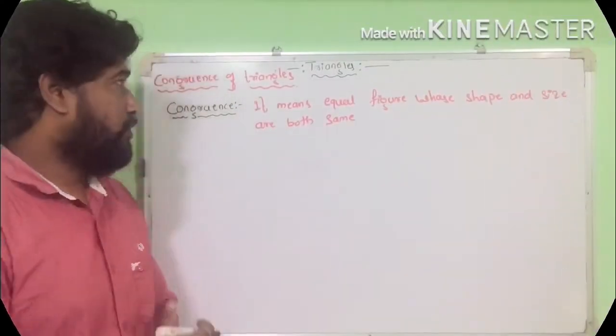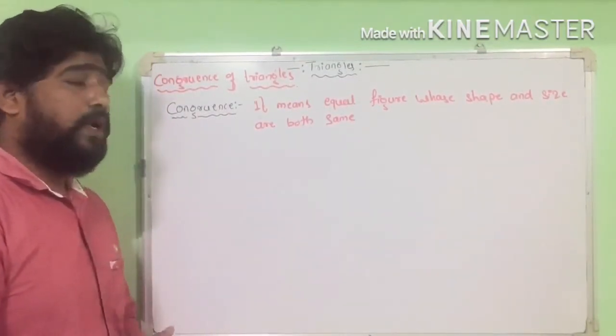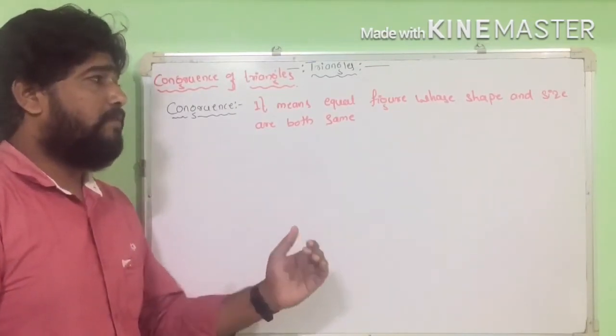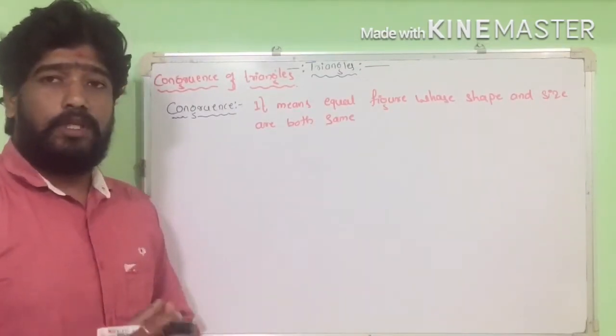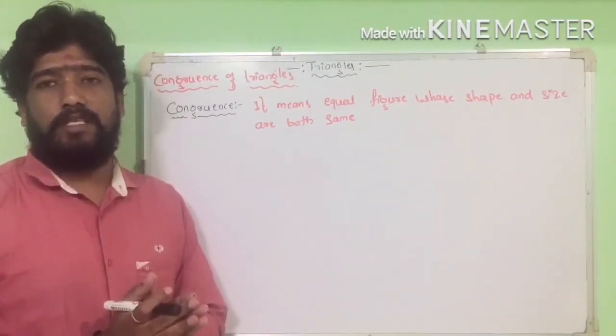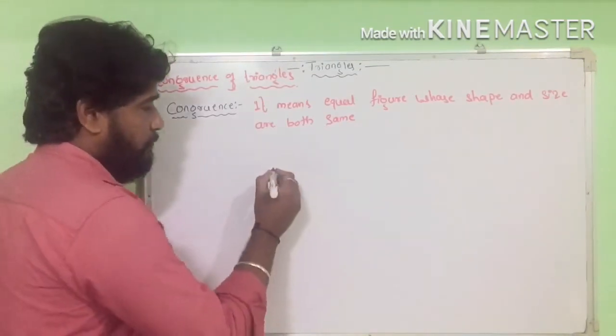Well students, so next one, congruence of triangles. So first, congruence. What is congruence? It means equal figures whose shape and size are both the same. Two figures having the same shape and the same size are called congruent, right? So we take one example.